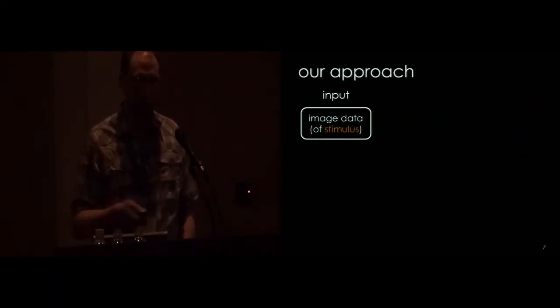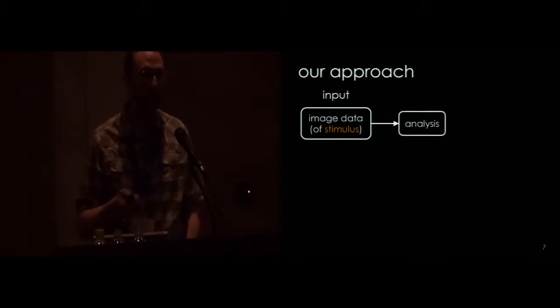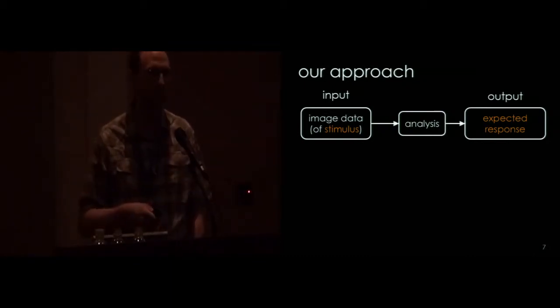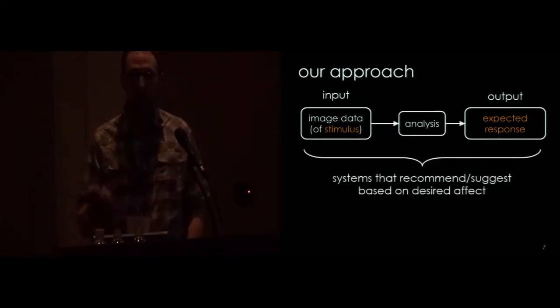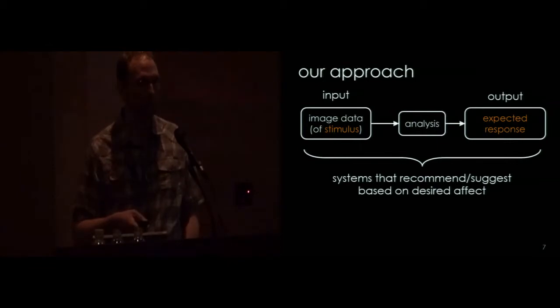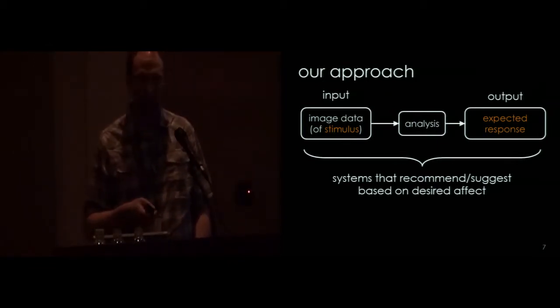In our work, and other work has done something similar as well, we look at image data as the stimulus specifically, and then we analyze that stimulus instead and come up with a predicted or estimated expected response as output of that system. And so the idea here is we can take that kind of information and put it into systems that recommend or suggest what you might want to do, or something that you might want to look at based on that desired affect.